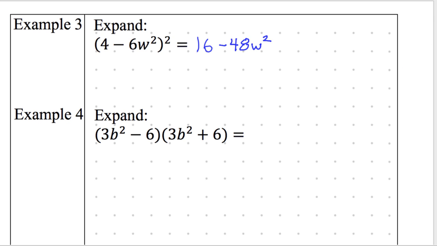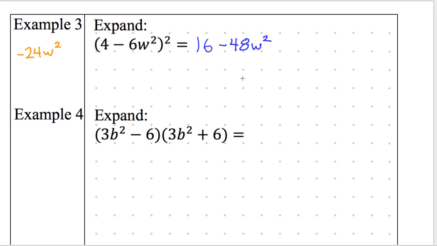I will tell you this, though. This is Mr. Sindell's help to you. 4 times a negative 6 is a negative 24. w times w squared is w cubed. That is the multiplying of negative 6w squared by 4. I have not yet doubled it. So you double it, it's 48w.